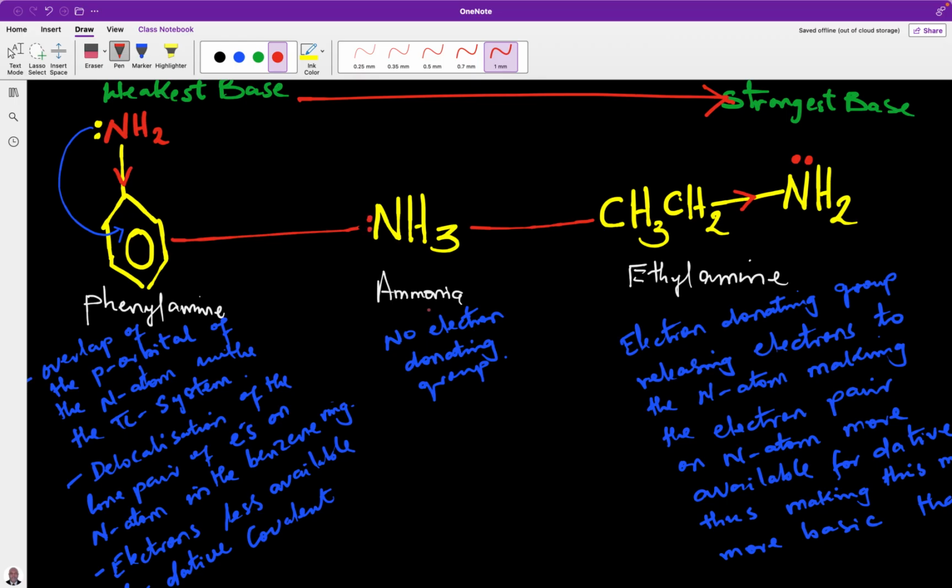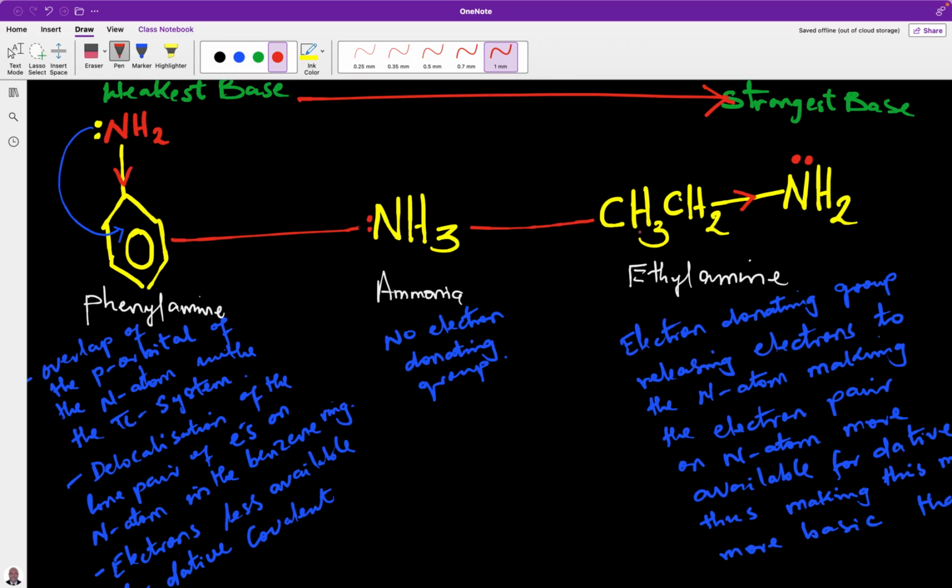But on ethylamine, what is happening? The ethyl group here: all alkyl groups are electron donating. So what happens? You see this arrow shows that these alkyl groups are electron donating.